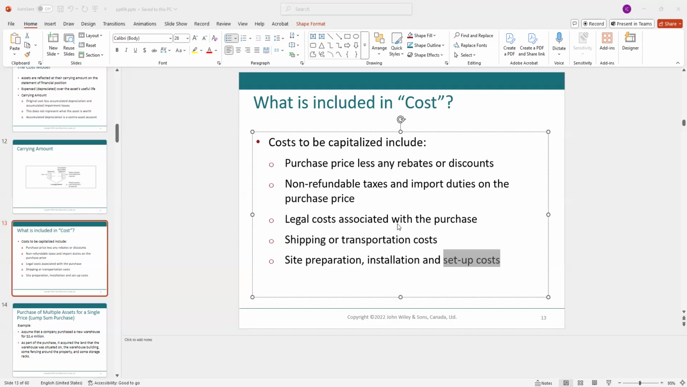It's an expense. It can be considered as prepaid expense. Thank you. That's exactly what it is. So if you see insurance or some license fees, don't include it in the cost of the asset. It is an expense.